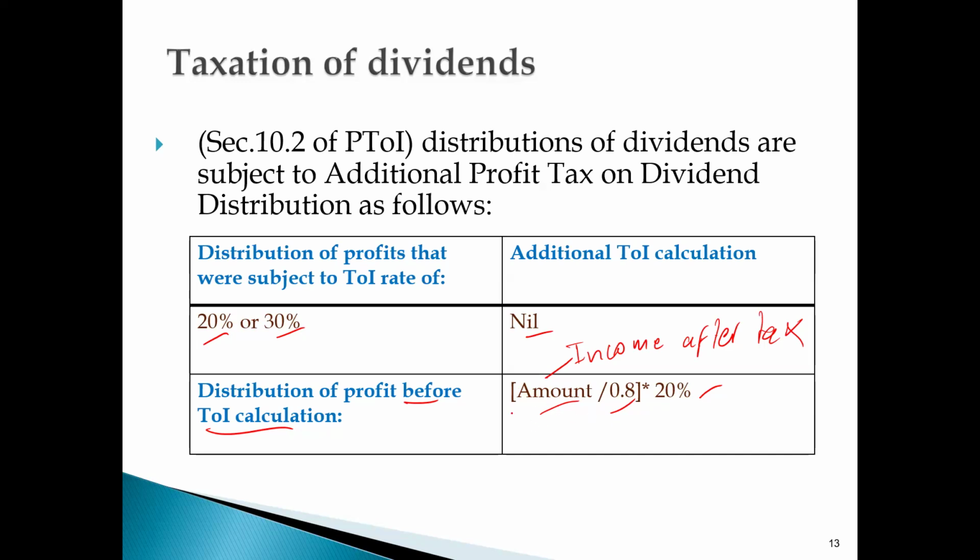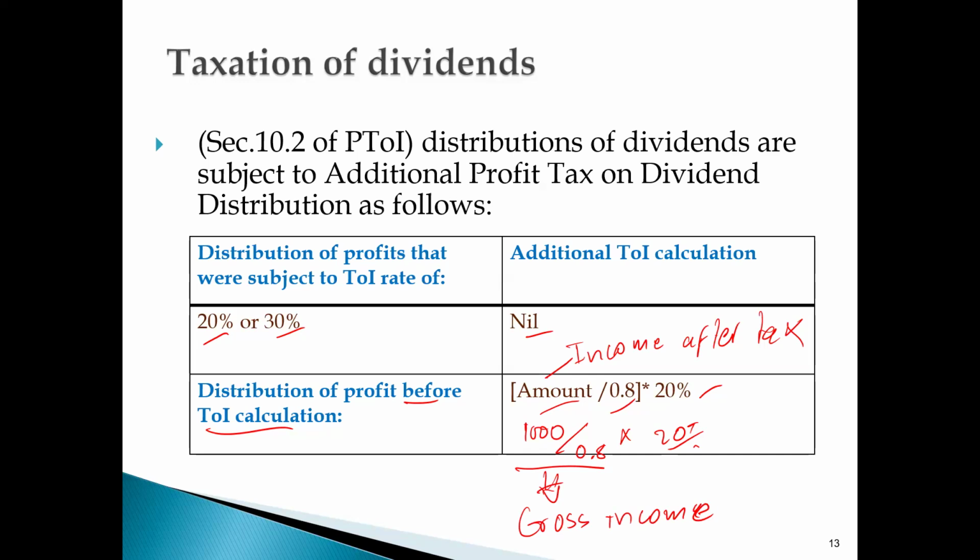So if you transfer, let's say $1,000 to the shareholder, then you need to divide it by 0.8 and then multiply by 20%. So this is the formula to calculate what we call gross income, to find the gross income, which means income before deducting tax.